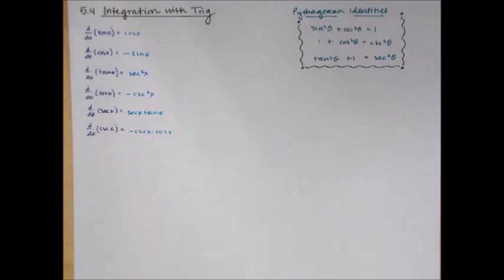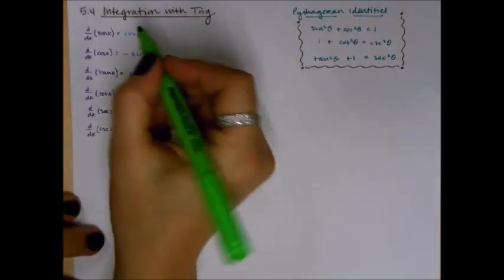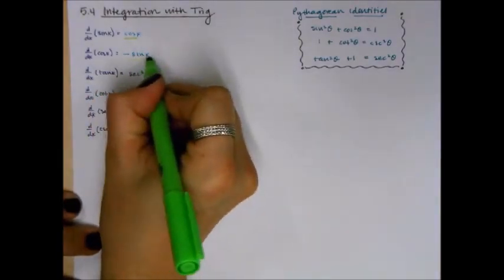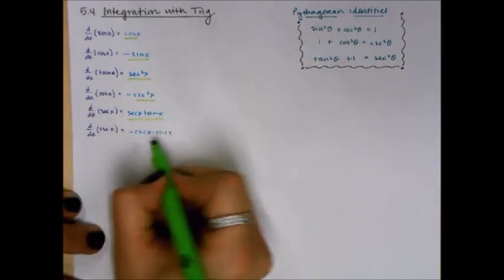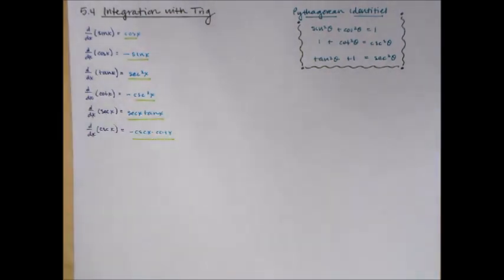So again, what's going to happen today is working backwards. We're going to start with things like cosine and negative sine, secant squared, cosecant squared, secant tangent, cosecant cotangent. You may or may not see negatives. You may or may not see other coefficients, but these 6 things are what you're looking out for. These are the things that we'll be working on integrating.